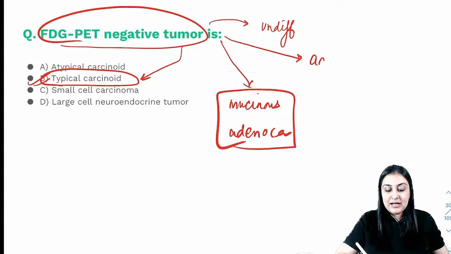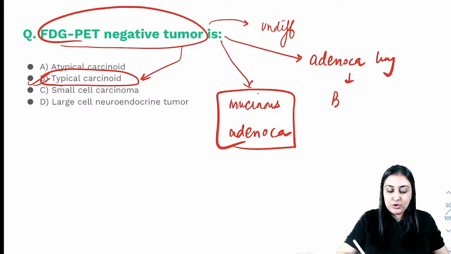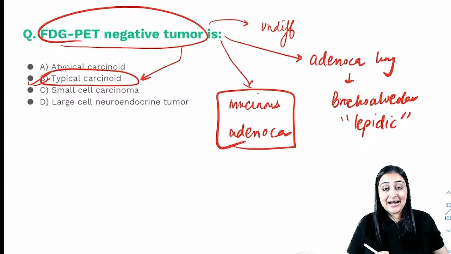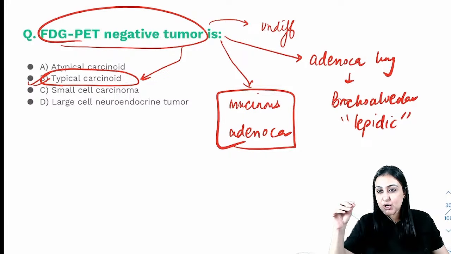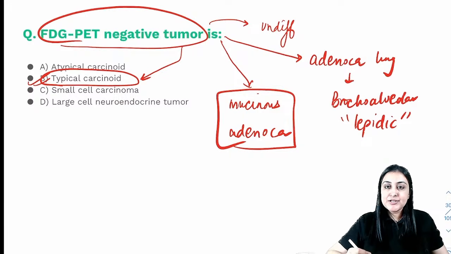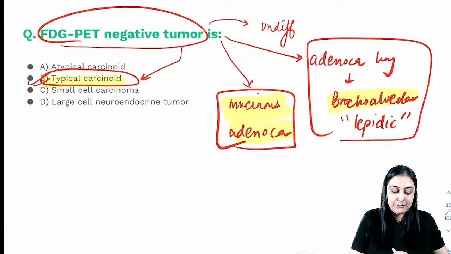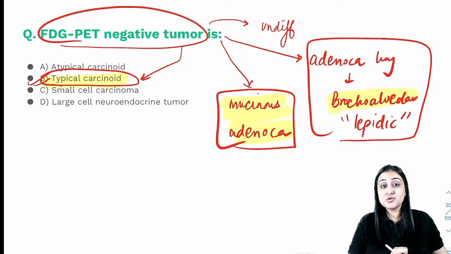Another is your adeno-CA of the lung, which is of the subtype bronchoalveolar type. So bronchoalveolar CA lung, which also on path shows you what? It shows you this lipidic pattern. Do you remember? It spreads along the alveolus like a butterfly. So that is lipidic pattern. So bronchoalveolar CA lung, mucinous adeno-CA, and typical carcinoid. These are three tumors which will show you FDG negative.